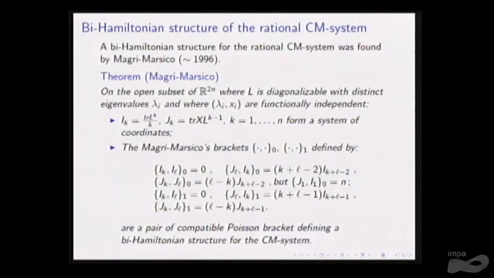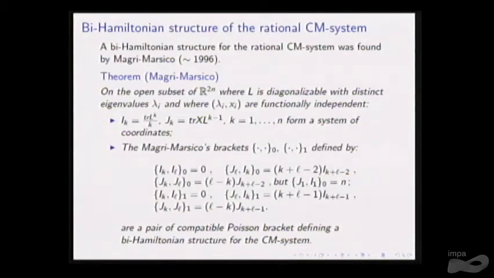You can find some open subset of R^2n, where the L is diagonalizable with distinct eigenvalues lambda_i, where these distinct eigenvalues are functionally independent. Then the functions i_k, which is the trace of L^k divided by k, and j_k, which is equal to the trace of x L^(k-1), form a system of coordinates, so they are generically independent.